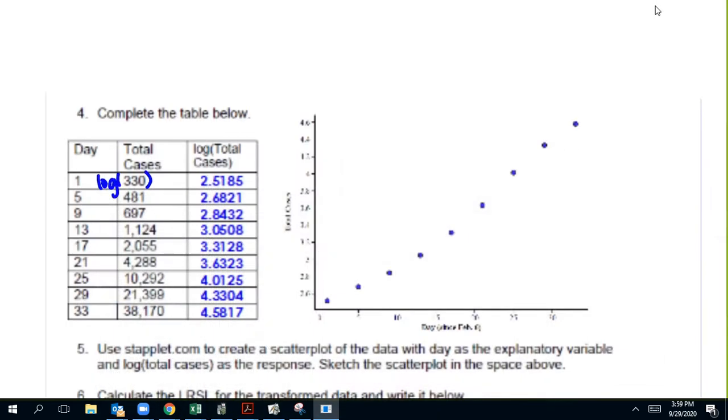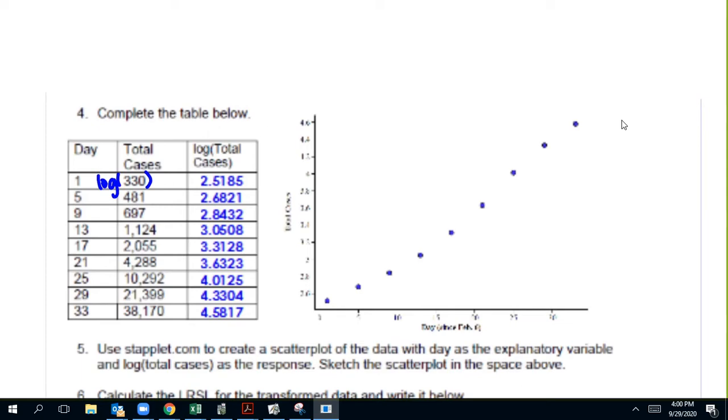And we just did it one at a time. I just rounded to 4 decimals. You can round to any amount. There's no wrong answer there, as long as you do, I would say, at least 2 or 3. And my new scatter plot, when I put those log values in Stapple, it looks much straighter. So that did straighten it out a little bit for us.